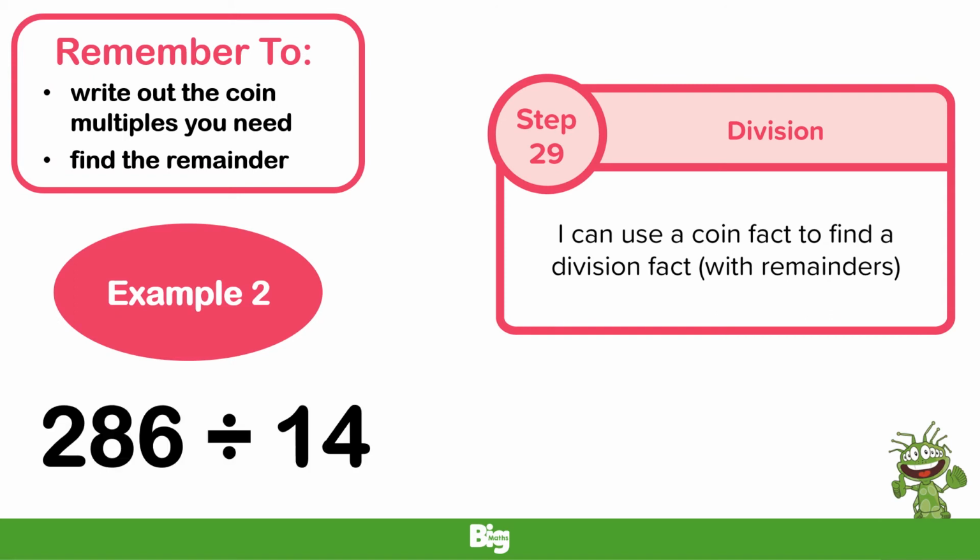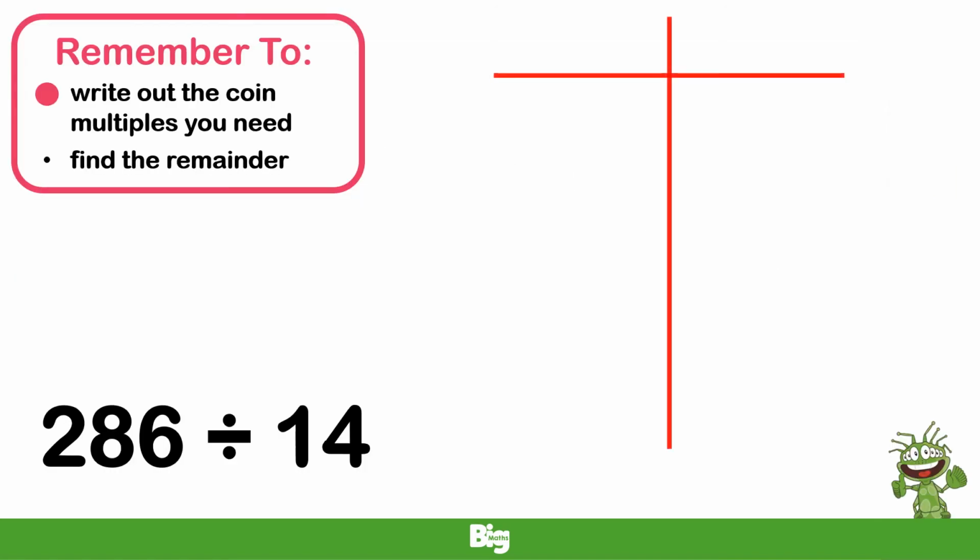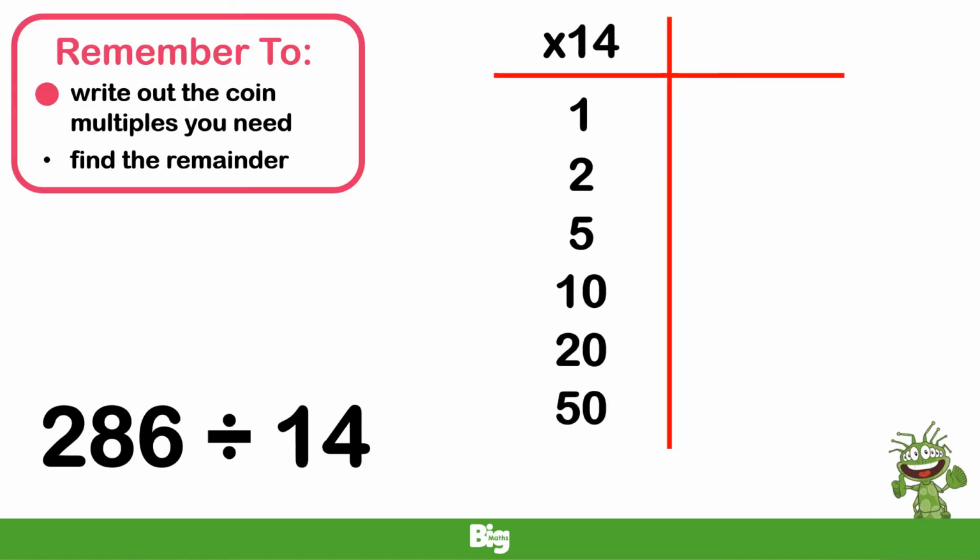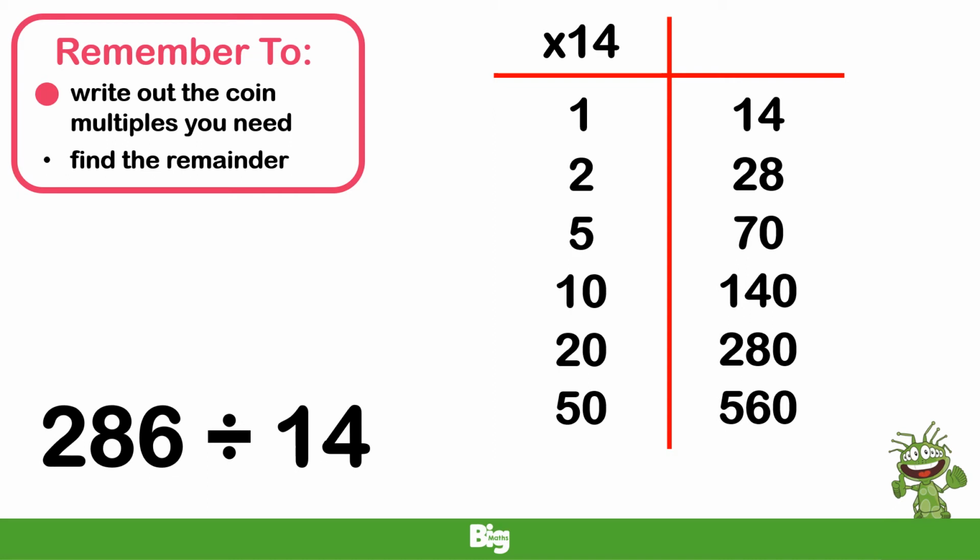Okay, example 2 with remainders, we're going to do 286 divided by 14. So once again, you're drawing out your coin card. This time we're dividing by 14, so your coin card is timesing by 14. So you go ahead and you complete your coin card, and then we use this to help us to find the answer. So we look for the number that's in the answer section that's near 286 but not bigger than 286. And as you can see, the 20th multiple is 280. So that is our answer, and we need to take 280 away from 286 to find our remainder.